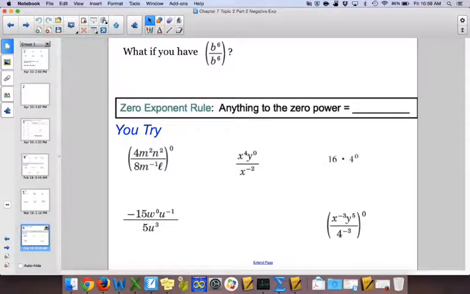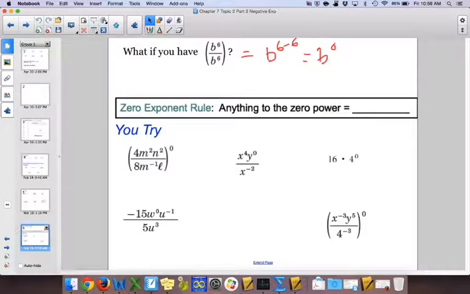Okay, so for the second part of this, we're going to deal with something that's much quicker. But let's look at this concept first. So, what happens if you have b to the 6 over b to the 6? Well, we know from our division rules that that's the same as b to the 6 minus 6 power. Okay, so that's b to the 0 power.